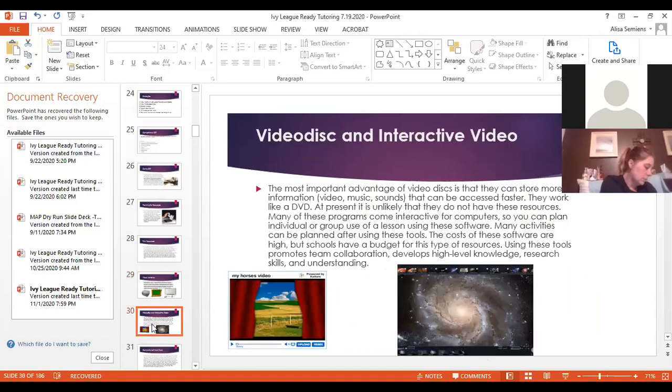All right, so video discs and interactive video. So the most important advantage of video discs is that they can store more information. So video, music, sounds that can be accessed faster. They work like a DVD. At present, it is unlikely if they do not have these resources. So many of these programs come interactive for computers, so you can plan individual or group use of a lesson using these softwares. All right.